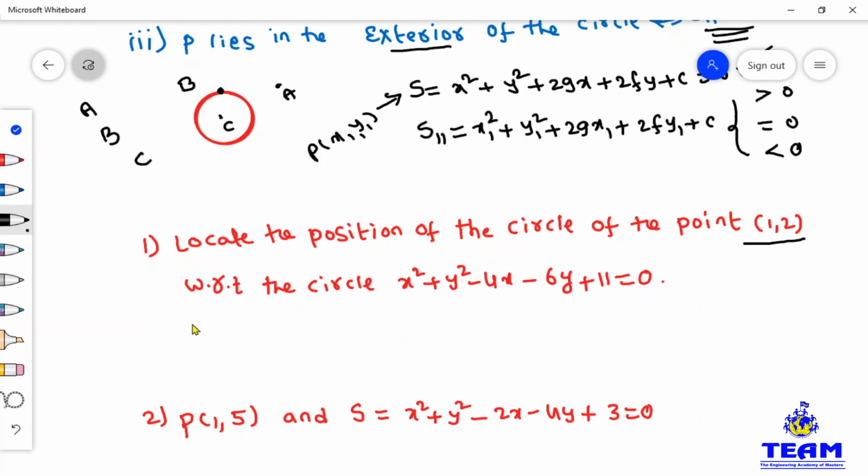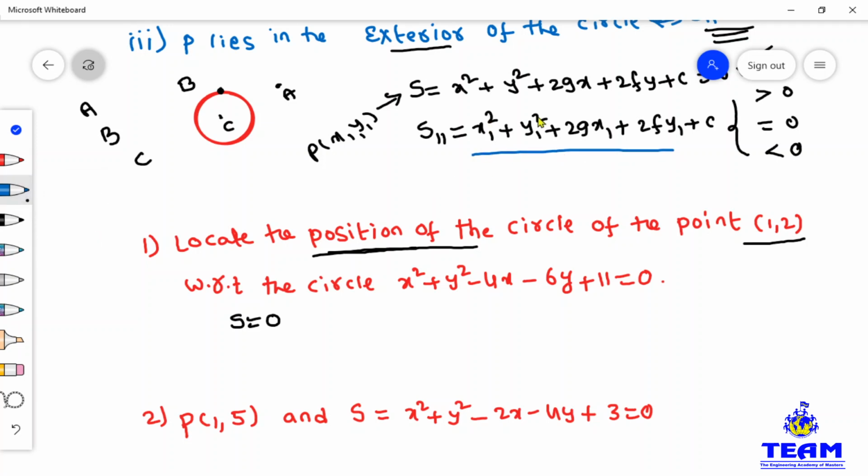So friends, here they have given a circle. This circle we denote with S = 0. Now, how to find out the position of the point, the relation between the circle and the point? You should find out S11. What is S11 we have?